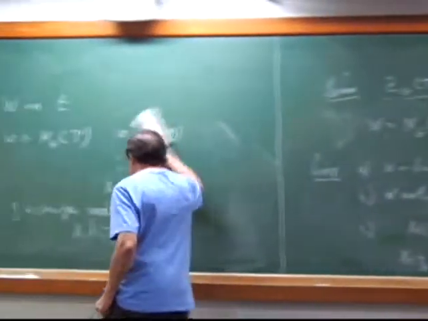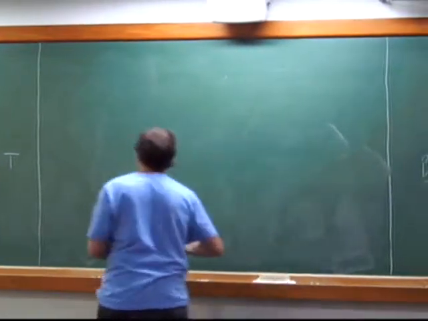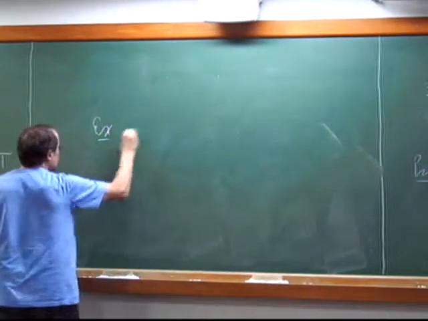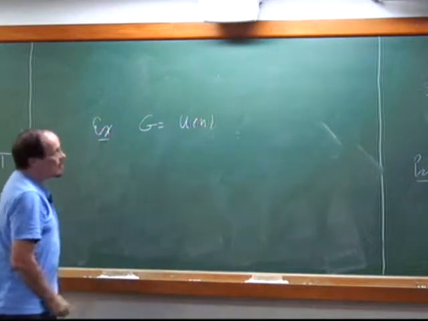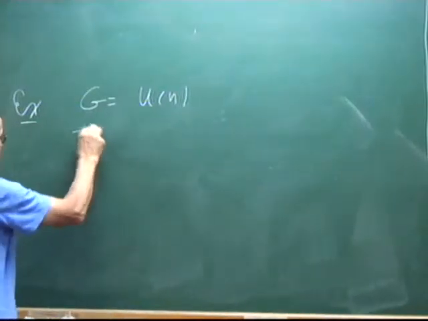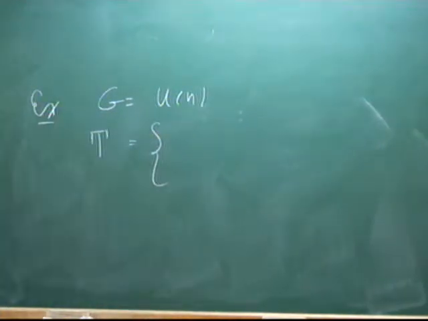I need to do examples. Let me just maybe quickly finish one example, an easy one. Let G be the unitary group. What should the maximal torus be? Well, what's your guess for the maximal torus of the unitary group? Something that's abelian.